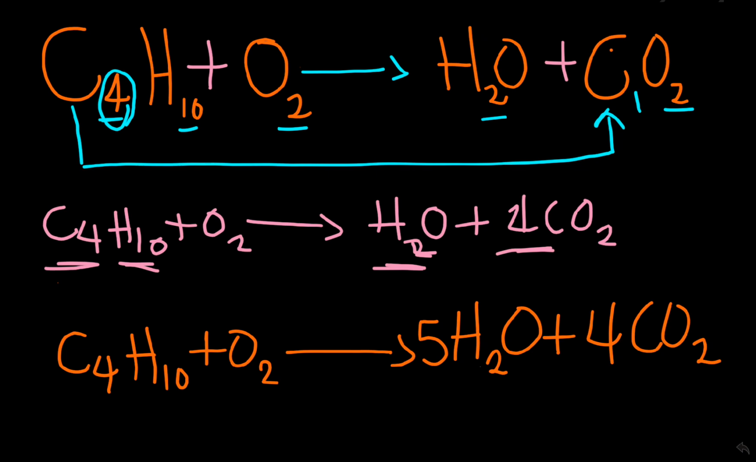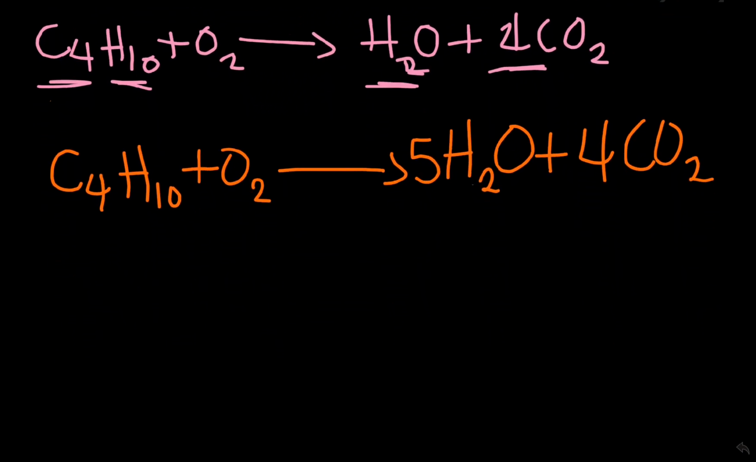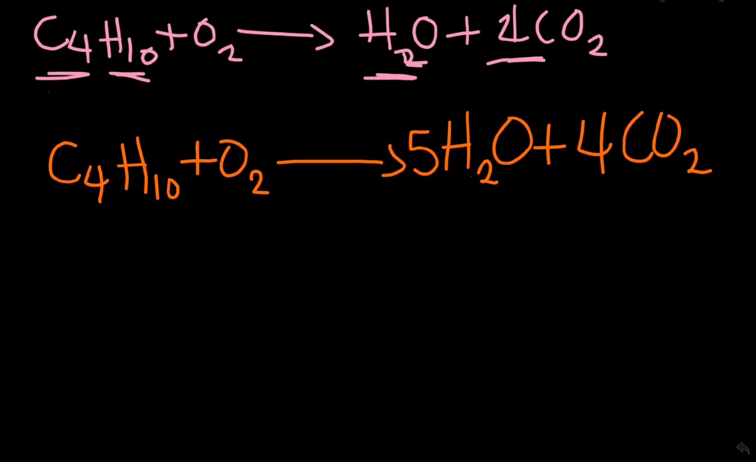Now, note that carbon here is 4, carbon here is 4, balanced. Hydrogen here is 10, hydrogen here is also 10. How do I know it's 10? 5 times 2 will give me 10. So hydrogen is balanced on both the right and the left hand side. Lastly, we need to balance our oxygen.